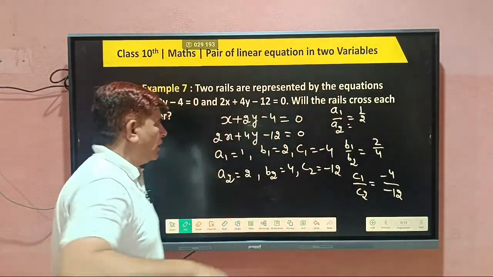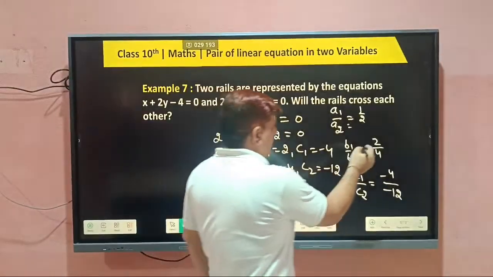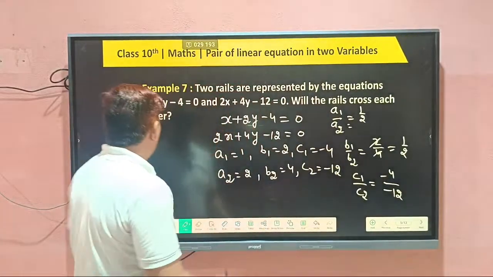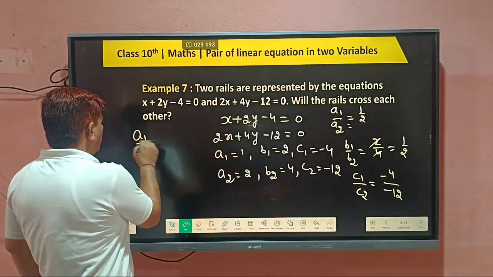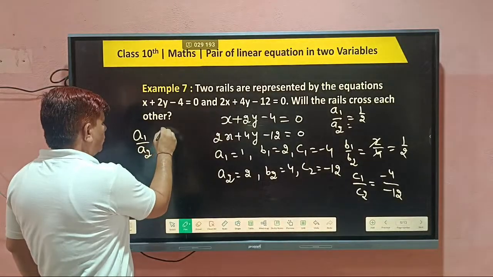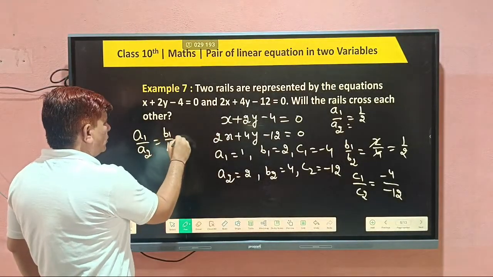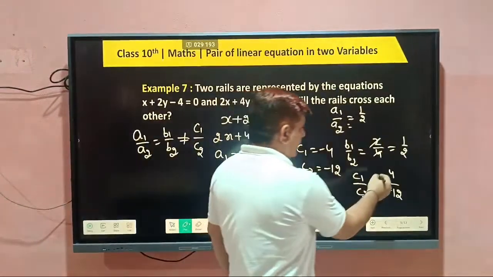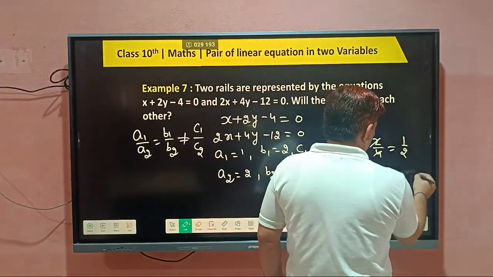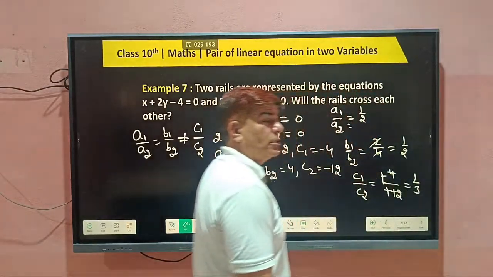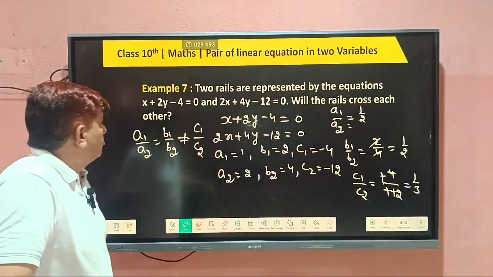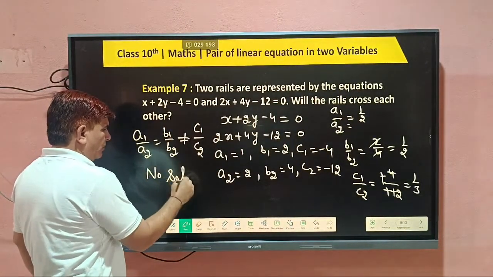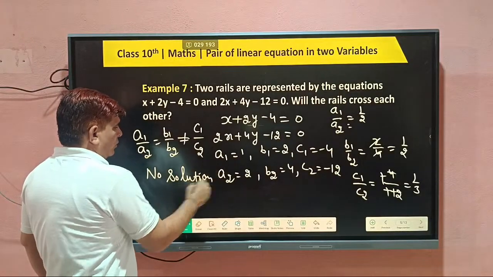Minus 12. So what's its meaning? If you cancel it, what's coming? 1 by 2 coming. What's its meaning? A1 by A2 is equal to B1 by B2 is not equal to C1 by C2. If you cancel this minus, this is 1 by 3. So what's its meaning? How many solutions? So in this type of situation, no solution. How many solutions? No solution.